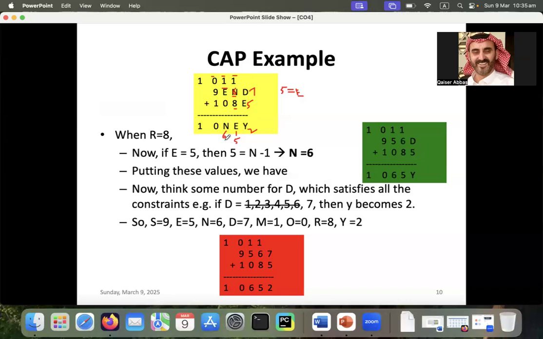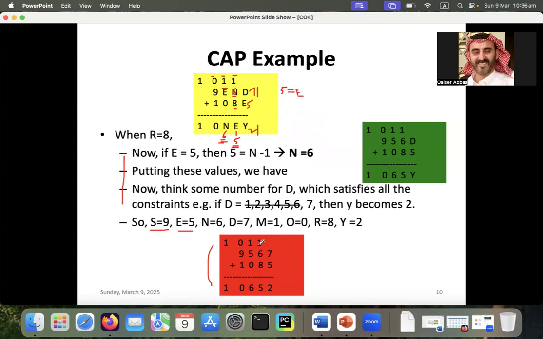So this is the value for N, as discussed and written here. After putting in the values, S is equal to 9, E is 5, N is equal to 6, D is equal to 7, Y is equal to 2. Put all these values here in the final figure and check that the addition is okay. If the addition is okay, you have found your values.